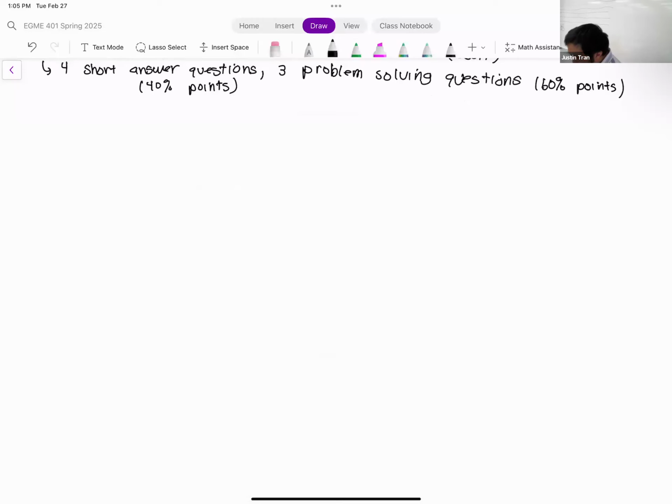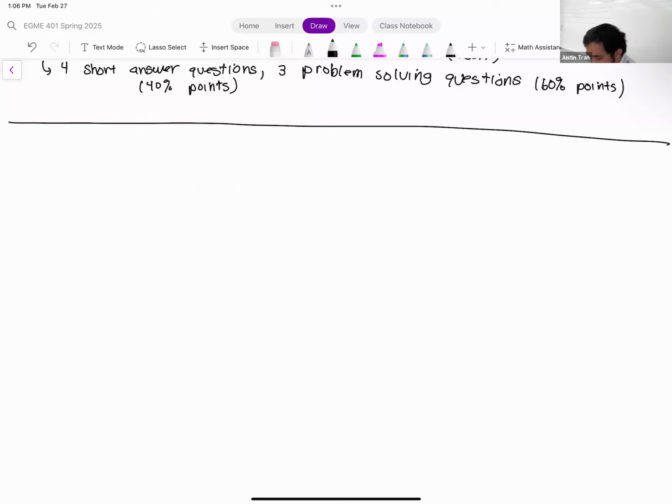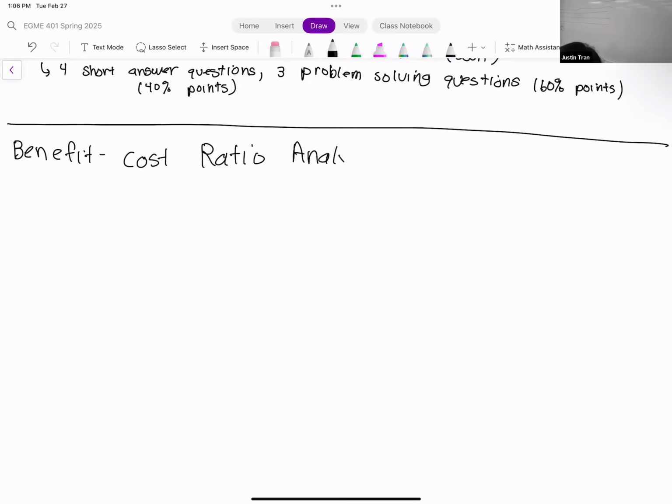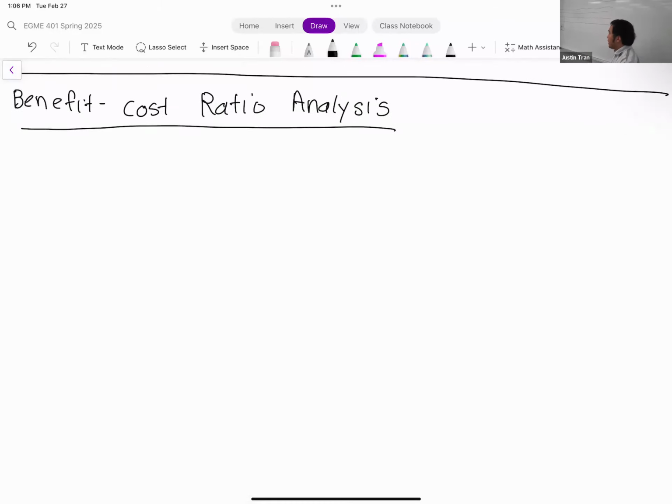Okay, let's get started with the topic for today. The topic for today is a technique called benefit cost ratio analysis. This is kind of a wrap-up topic. We're basically wrapping up the first midterm material so far. So far we have learned, I would say, the three main economic analysis techniques.